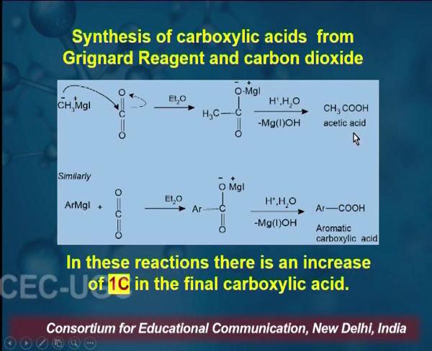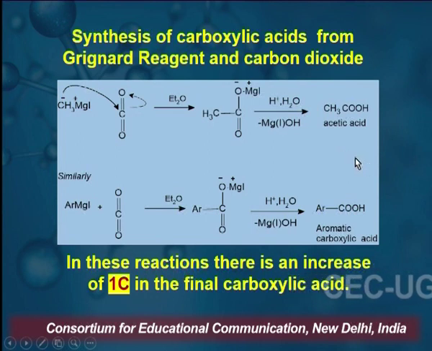This acid will have one additional carbon atom from the carbon dioxide. Here the attack of this nucleophilic carbon will take place on the carbon of carbon dioxide in the presence of dry ether, and on workup of the reaction it will result in acetic acid. If you want to make the higher acid, you have to take one carbon less than the desirable acid as a part of the Grignard reagent.